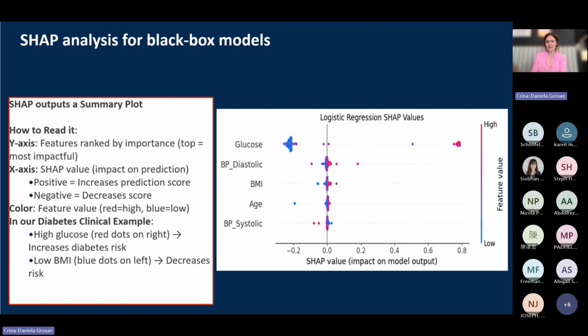So on the x-axis are features ranked by importance. So, sorry, on the y-axis. The top one will be the most important one, and on the bottom will be the least important one. And on the x-axis will be a SHAP value. Positive value means increases prediction score. Negative value means decreases prediction score. You can see that glucose has a very high impact on the model outcome. It has red dots on the right, it has blue on the left.